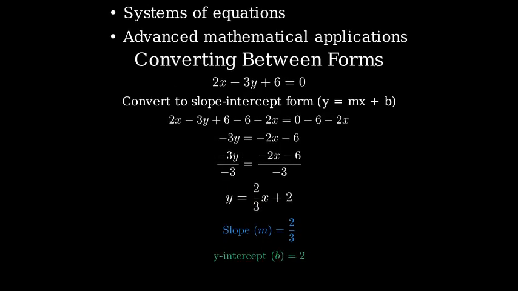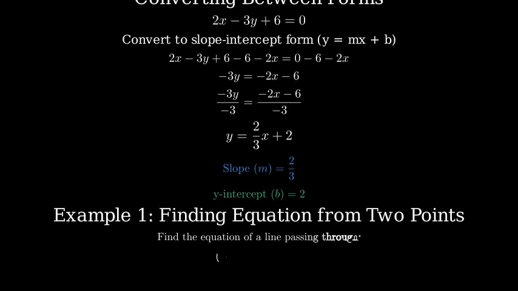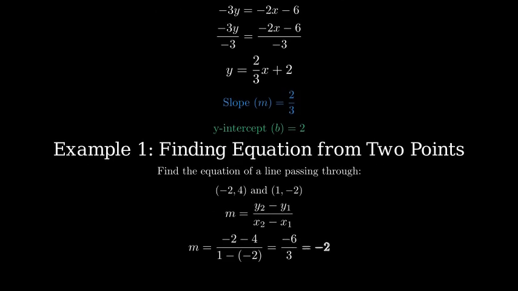Now, let's work through an example. Find the equation of a line passing through the points (-2, 4) and (1, -2). First, we need to find the slope using the formula m = (y2 - y1)/(x2 - x1). Substituting our points, we get m = (-2 - 4)/(1 - (-2)). This gives us -6/3, which equals -2.